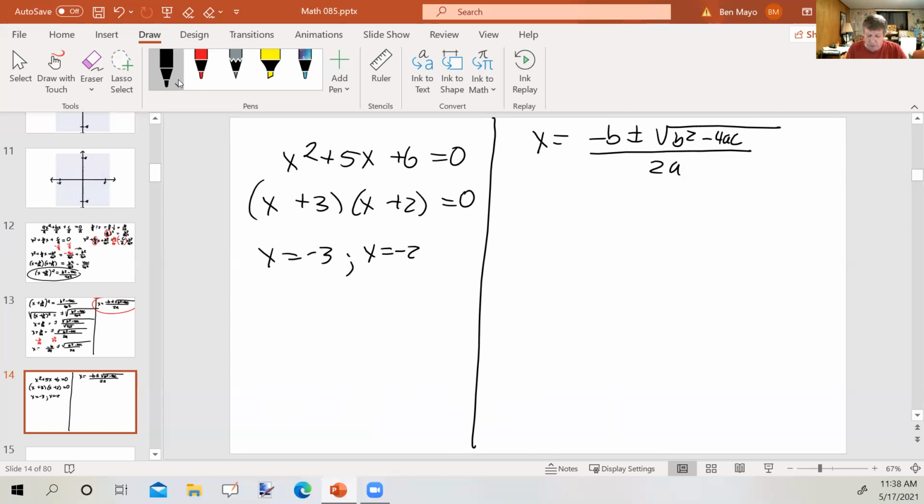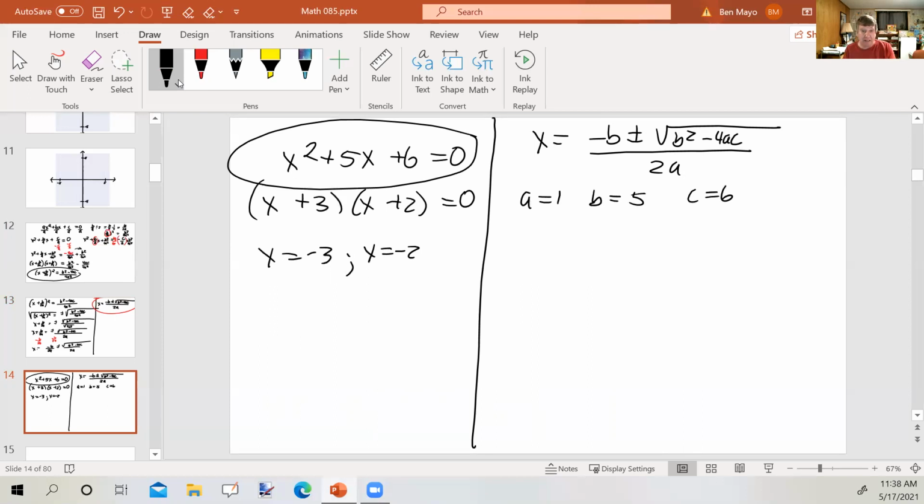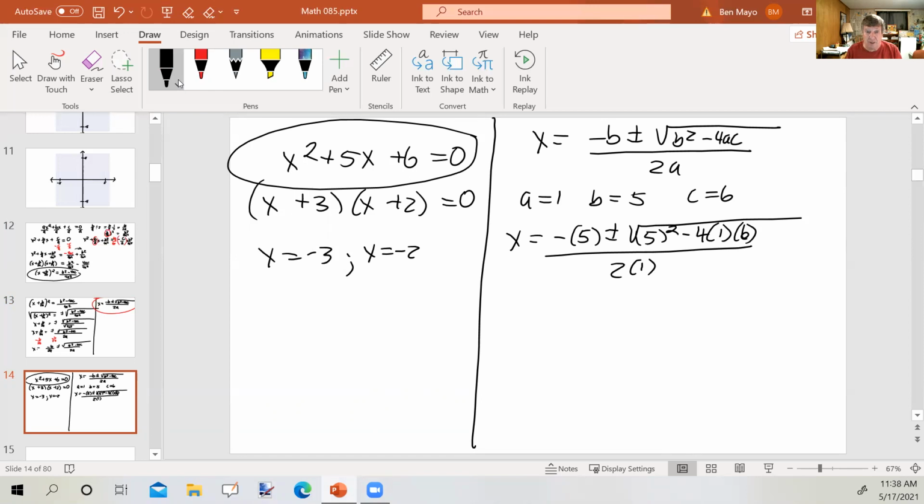2a. We're going to consider this equation and take note of the fact that a is 1, b is 5, and c is 6. It's in standard form. That's important. Once it's in standard form, descending powers, then the coefficients a, b, and c. So x equals negative b plus or minus the square root of b squared minus 4ac all over 2a. Again, I'm substituting the numbers for a, b, and c in the quadratic formula.